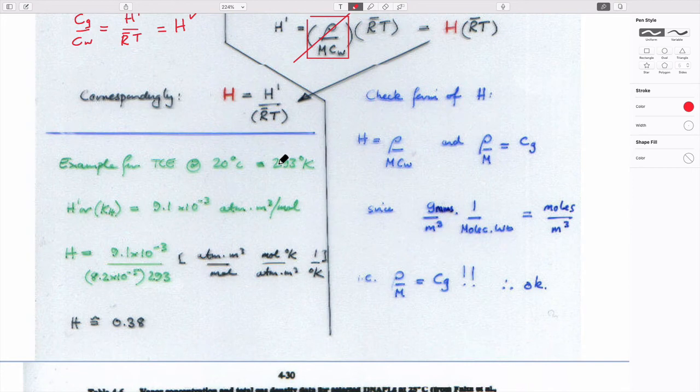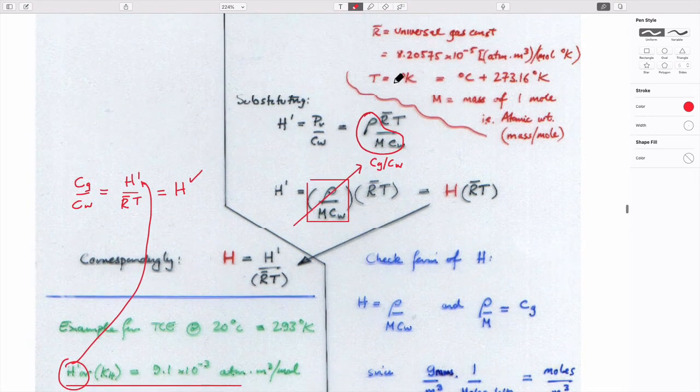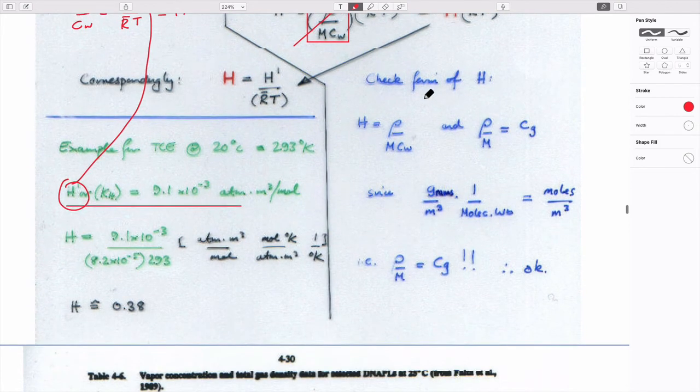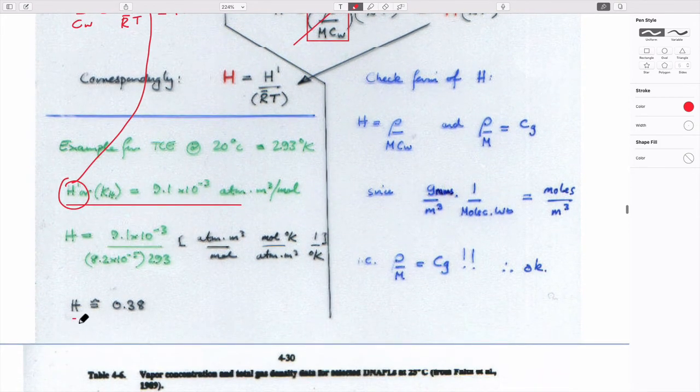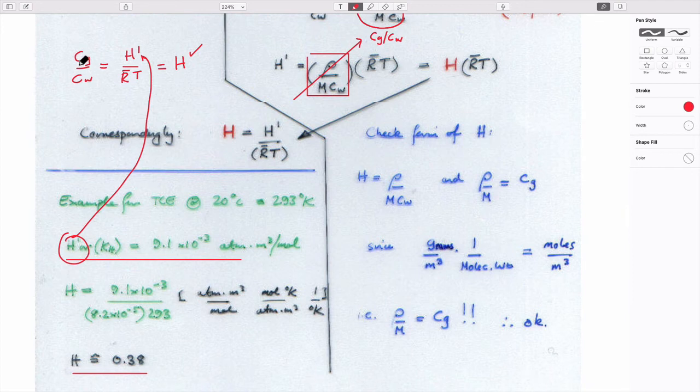And so if we do that for TCE, if you go and look up the Henry's Law coefficient in a reference text, you end up with 9.1 times 10 to the minus 3 atmospheres meters cubed per mole. You substitute this in to here for the appropriate universal gas coefficient, which is up here. Then you should end up with a value of Henry's Law coefficient, which is about 0.4, which just represents the ratio between these two equilibrium concentrations of gas and water.